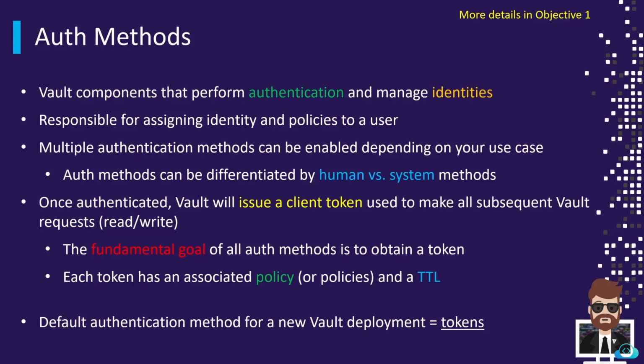Now, Vault has one and only one default auth method for a new Vault deployment, and that is tokens. So when you first initialize Vault, and we'll talk about initialization and all that stuff soon, you get a root token. That is your only method of authenticating to Vault. And then you can use that to enable additional auth methods.